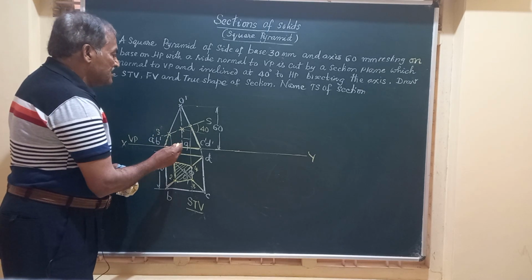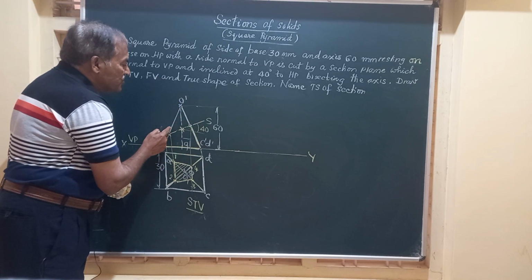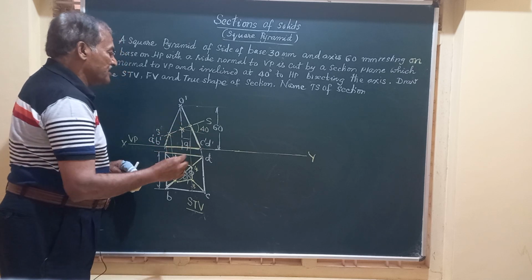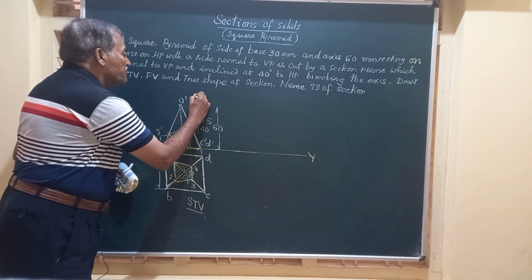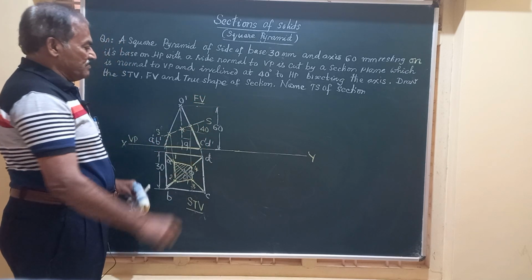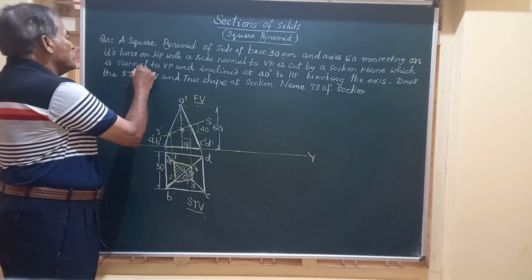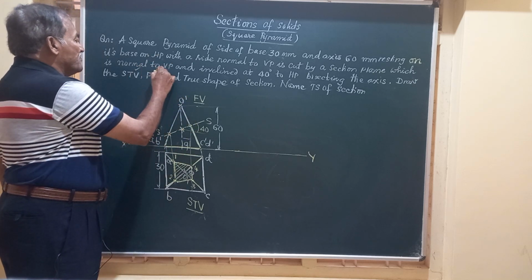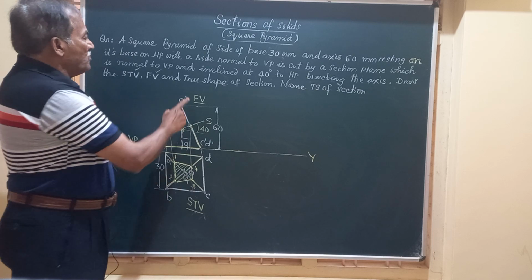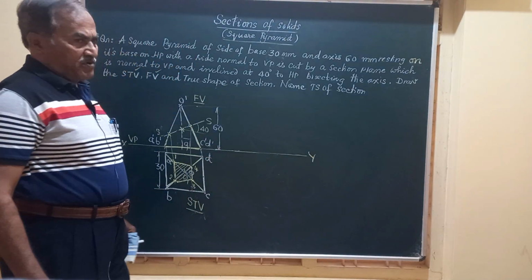And here, friends, the portion above the section plane, above SS, has to be shown by thin construction line. And this is called the front view of the solid along with the section plane we have shown. And friends, you have got the sectional top view, you have got the front view. We need to obtain the true shape of the section.